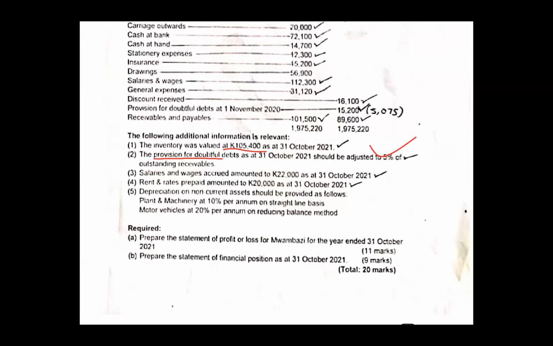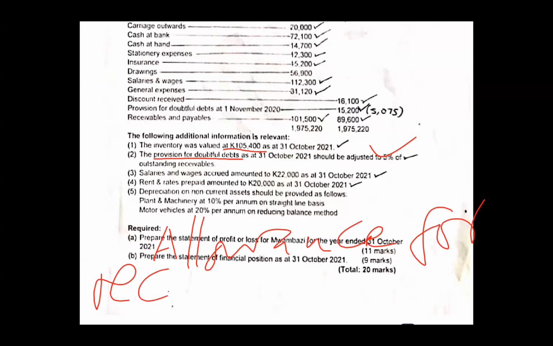So the provision for doubtful debts is also called the allowance. Allowance for what? What is the other name? Okay, allowance for receivables. So the provision for doubtful debt is also called the allowance for receivables.